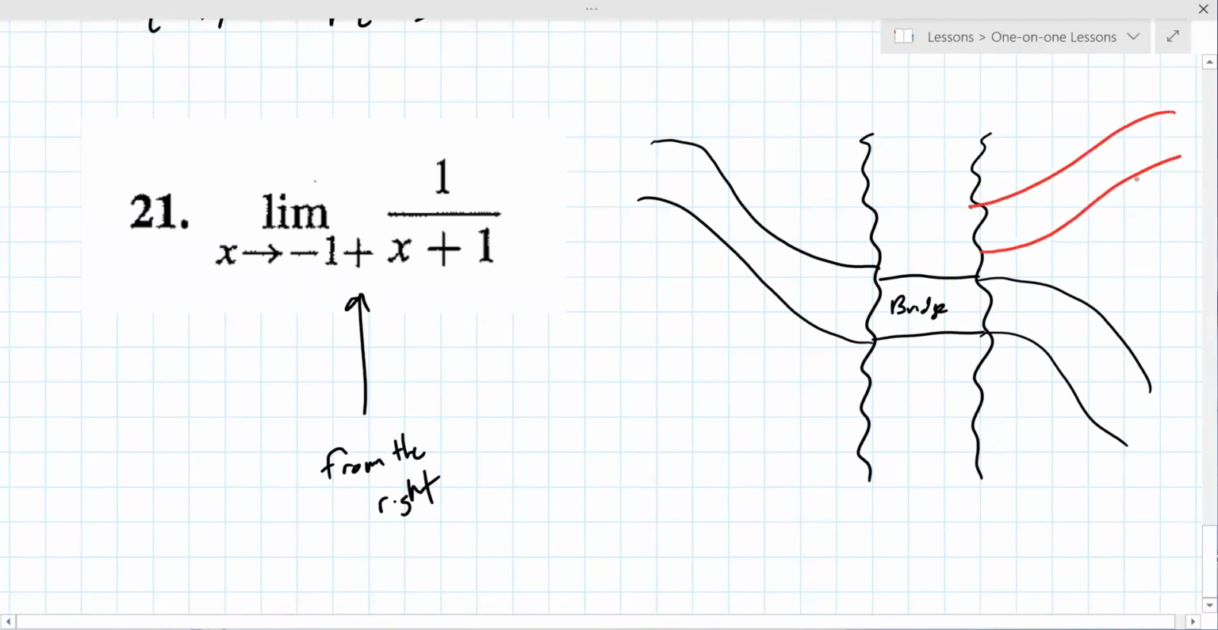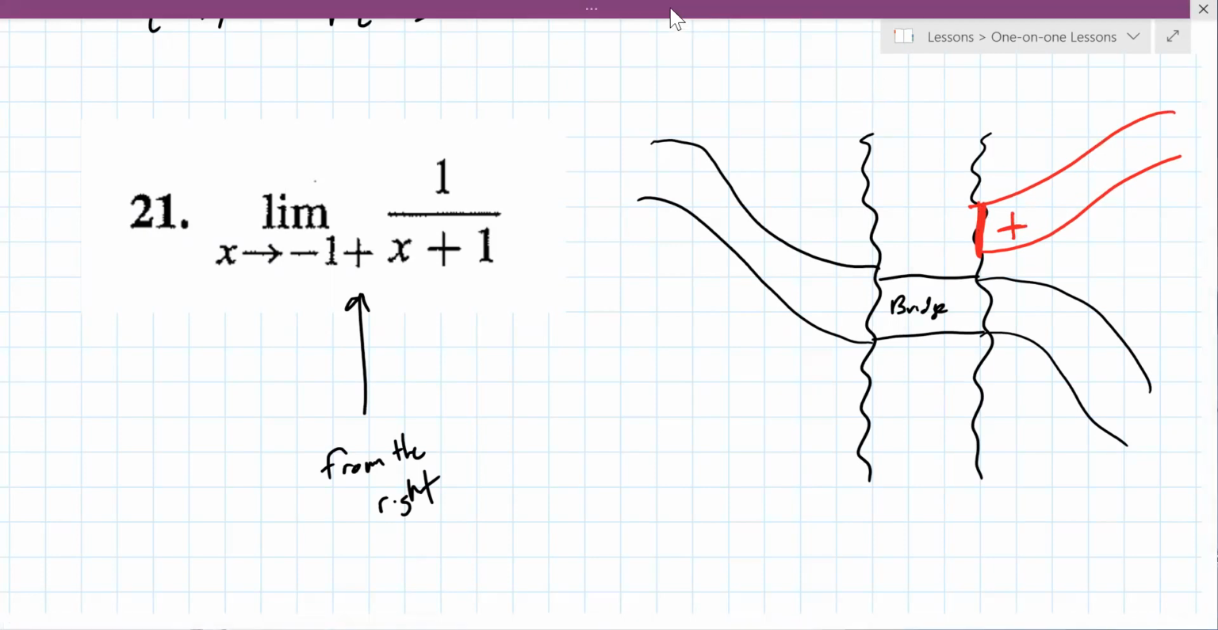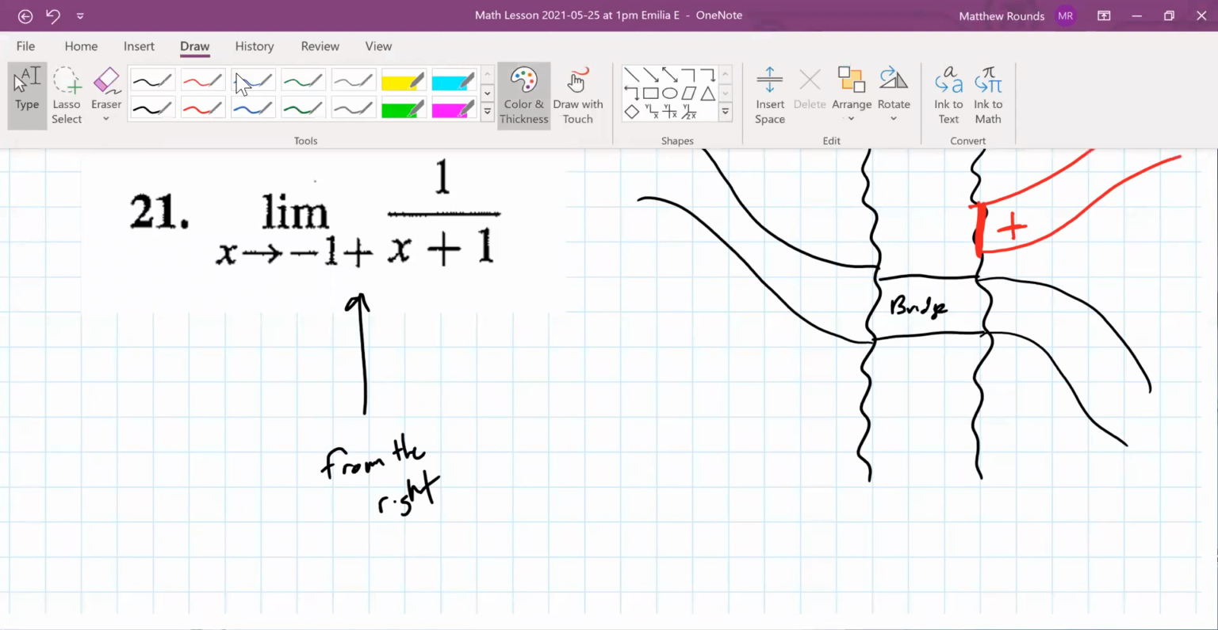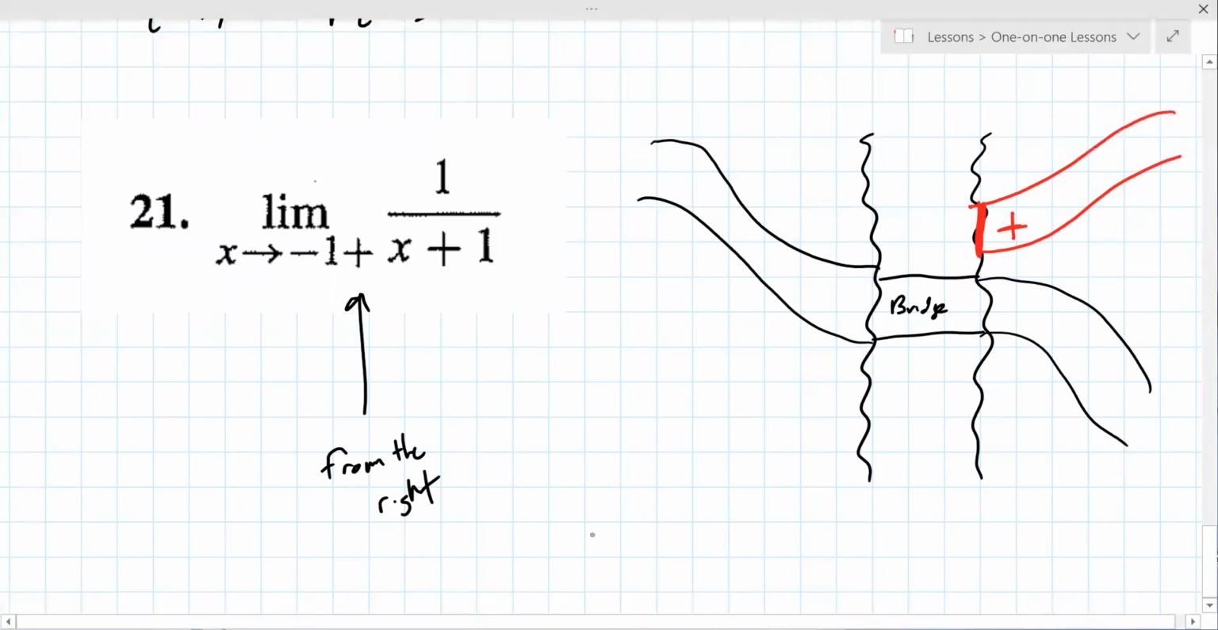Okay, but it ends right there. That's a plus, that's from the left. Sorry, from the right, okay? And so you can imagine a function, a curve there. Let's draw one in blue here. This is from the left.